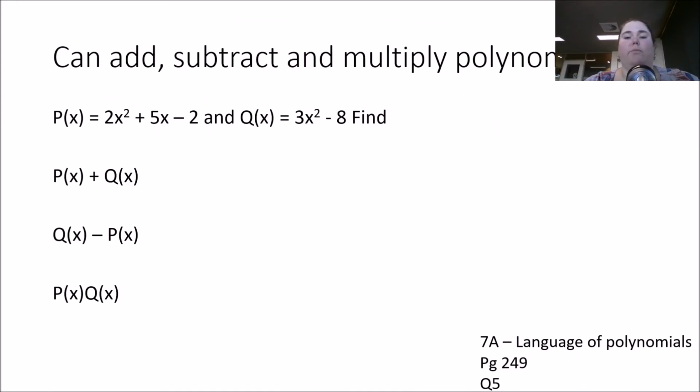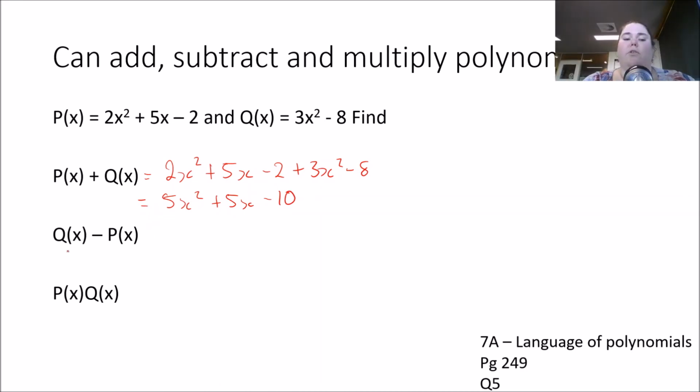Another thing we want to be able to do with polynomials is actually combine them. We can add, subtract, multiply and divide polynomials. We'll do division later, but addition and subtraction is very straightforward. Here I've got my polynomial p of x, and I am adding it to q of x. That's literally all I'm doing. Then I simplify, so p of x plus q of x is 5x squared plus 5x minus 10.